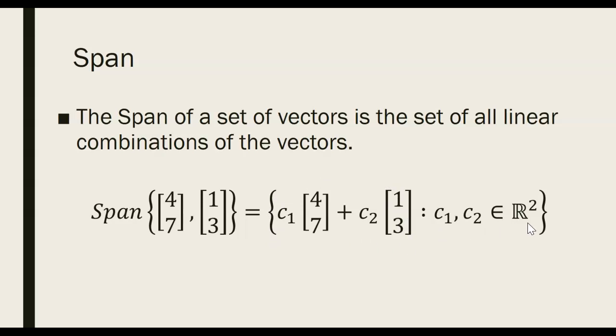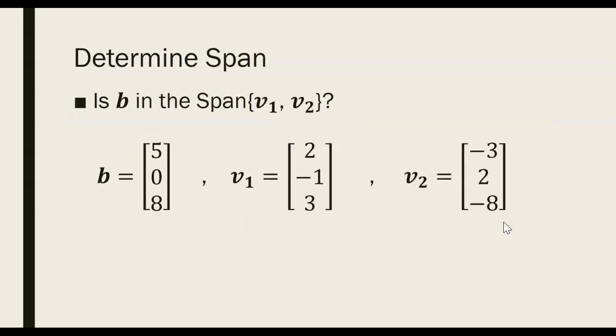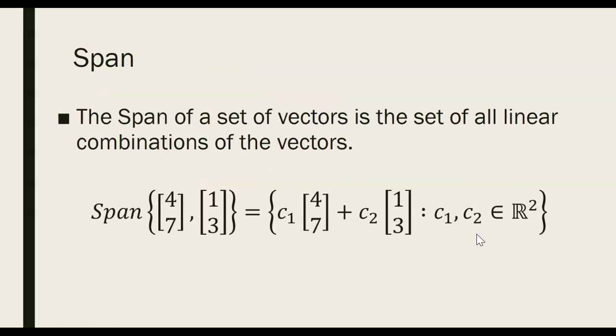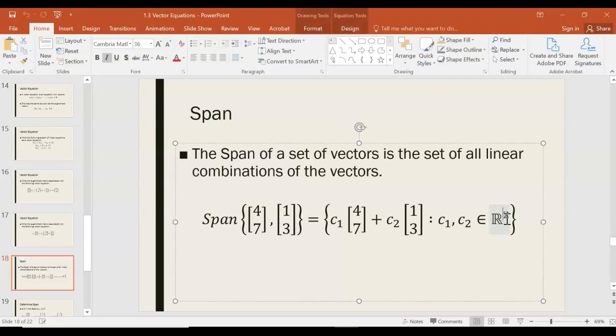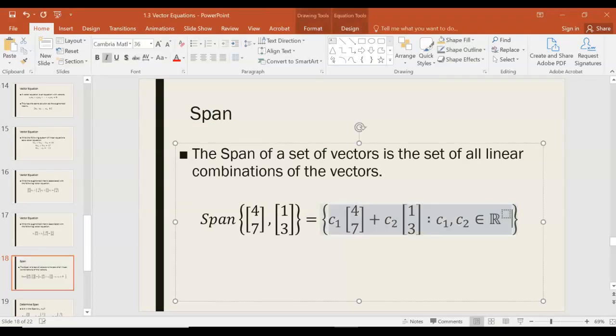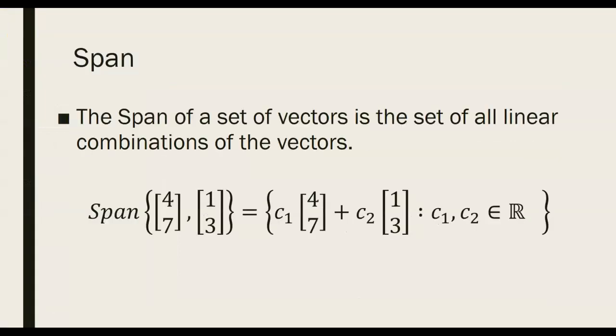where c1 and c2 are, oops, that is a typo. I apologize for that. c1 and c2 are not vectors, they are just real numbers. Okay? My bad. So the span of a set of vectors is the set of all things that are linear combinations.